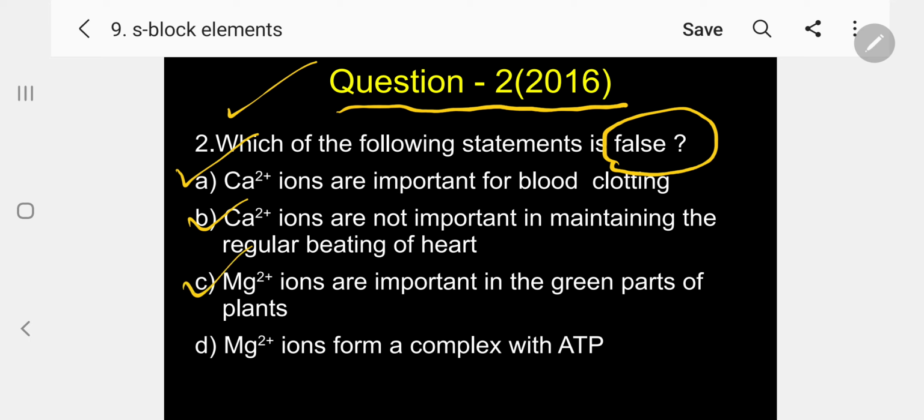C. Magnesium 2+ ions are important in the green parts of plants. D. Magnesium 2+ ions form a complex with ATP. So one of the four statements is false. We have to find out.